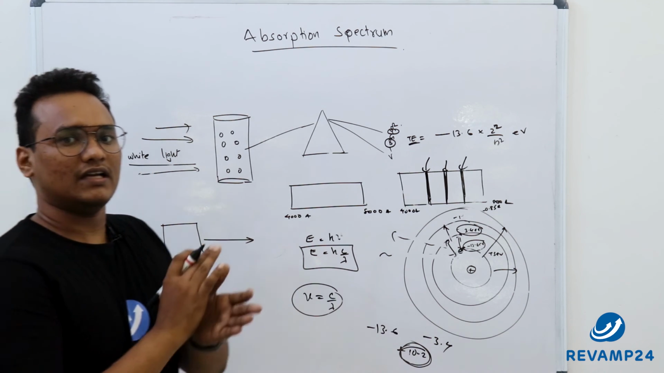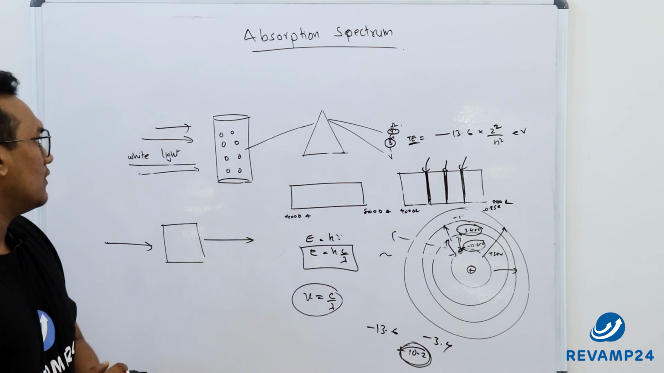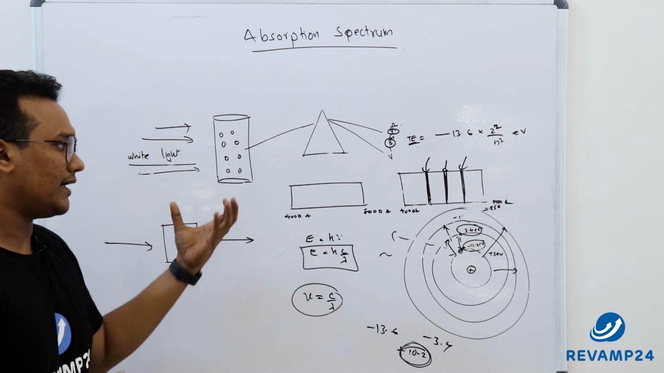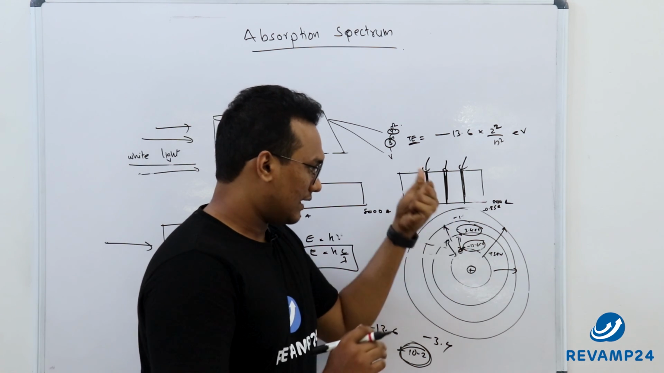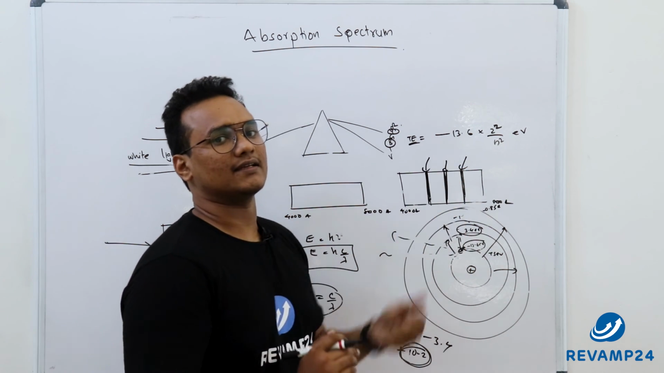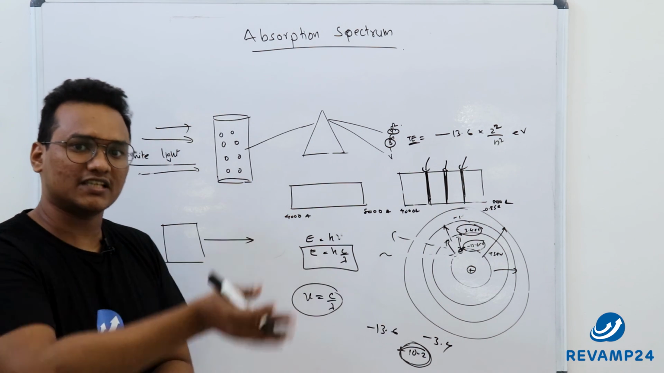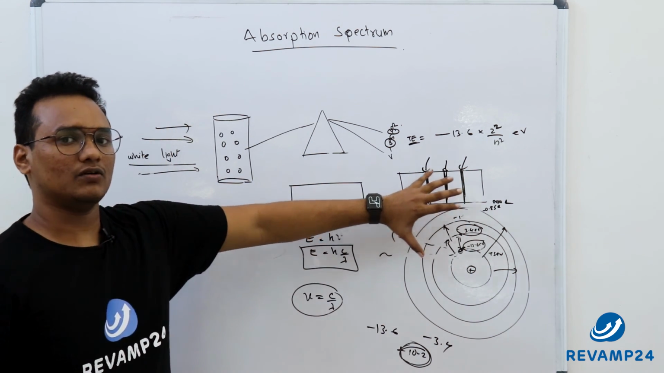Clear? Now, in the next video, we will see emission spectra. Here it is absorption spectra, where it undergoes a transition from the ground state to an excited state. Now, in emission spectra, it is from the excited state to the ground state.